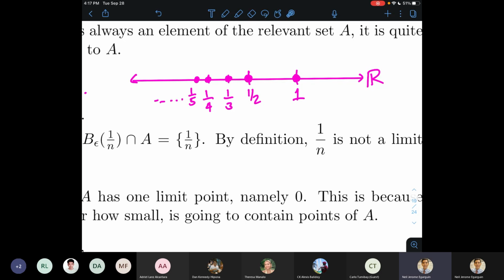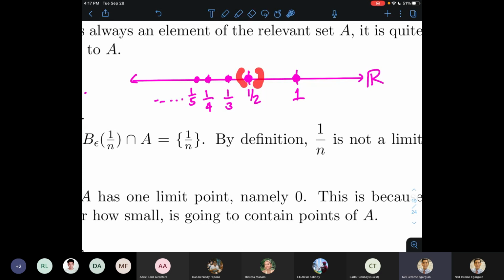So that means 1 is not an accumulation point. Because I have found an epsilon neighborhood around 1. For instance, this guy, this epsilon neighborhood, that contains no other elements of capital A. Now, if I go to 1/2, pwede ko rin piliin ito as my epsilon neighborhood.